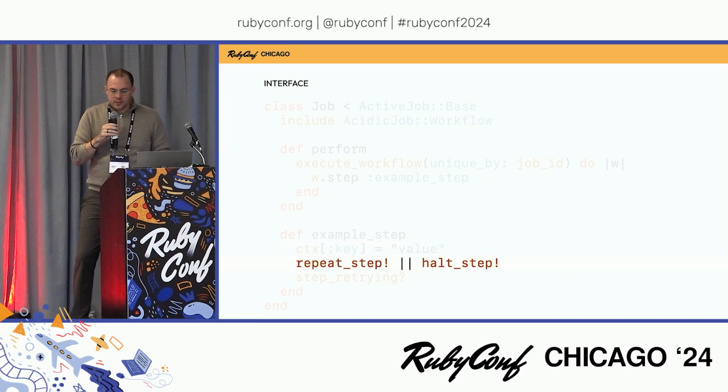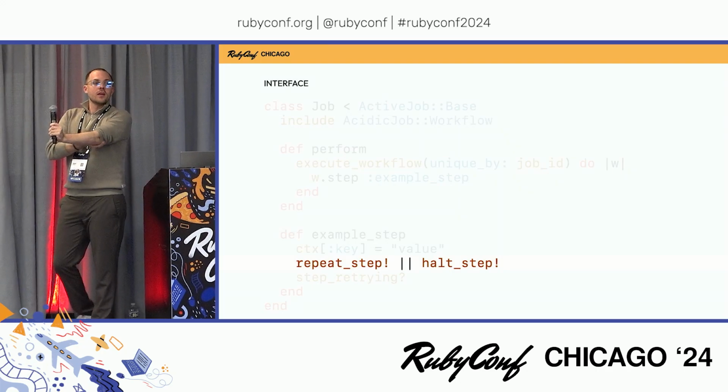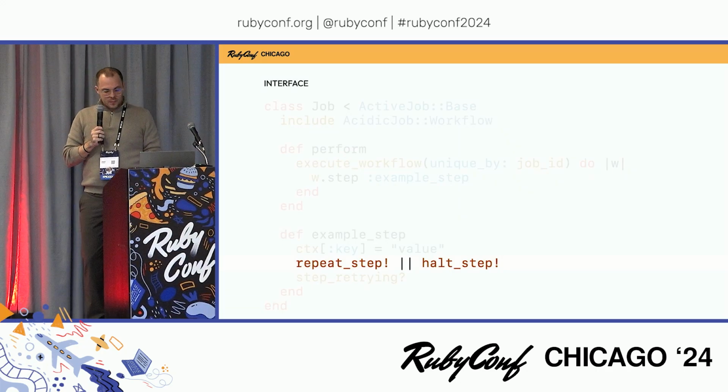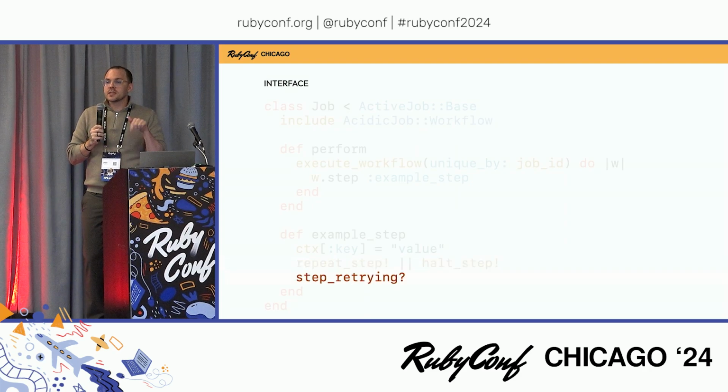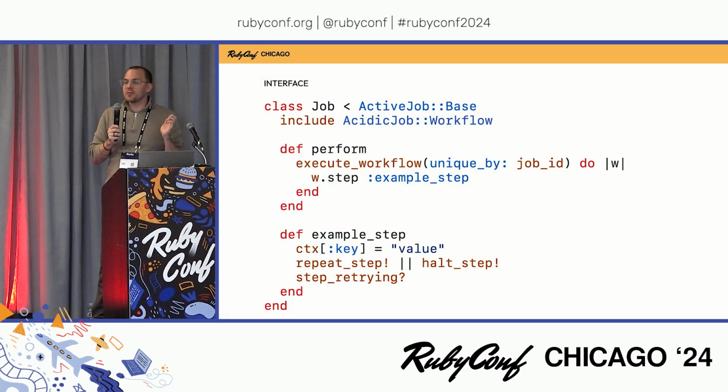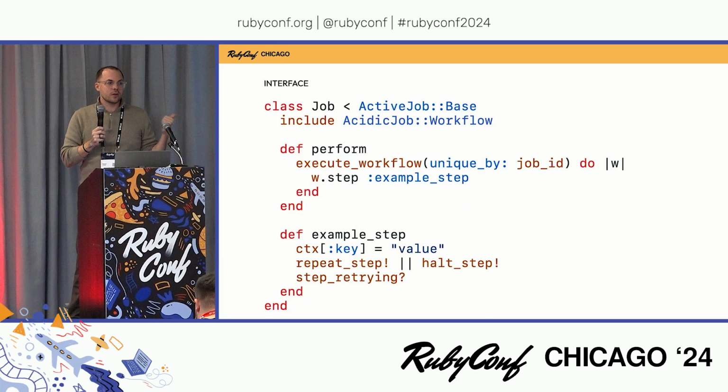Then it gives you a few directives to control behavior. You can tell the execution engine to repeat a step, you can tell it to halt a step, and you can ask a question: is this step currently retrying? We're going to see in just a bit how that can be useful. But that's it. This is the entire public interface of a CITIC job. It fits on one slide with properly sized font. I'm very proud of that.